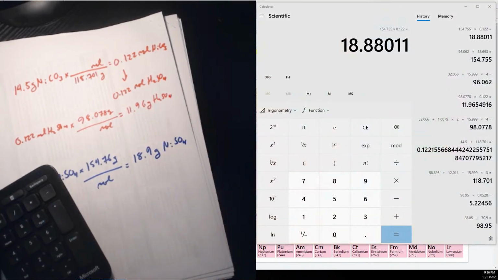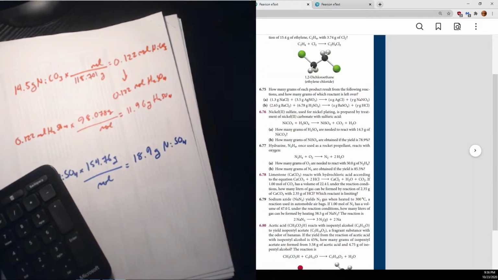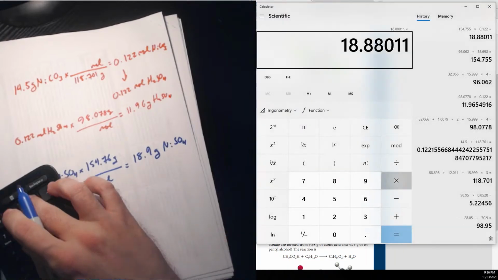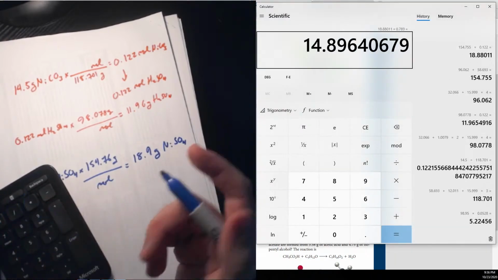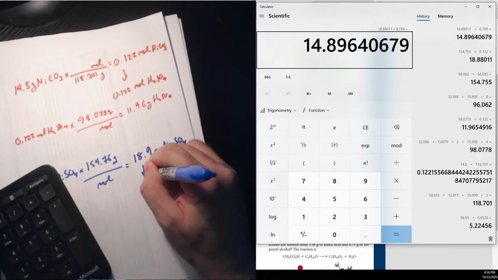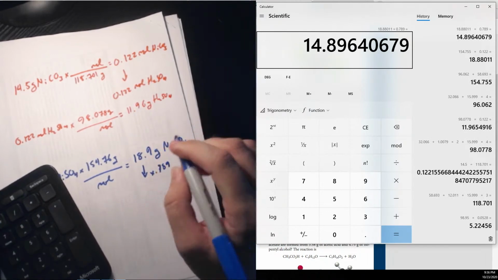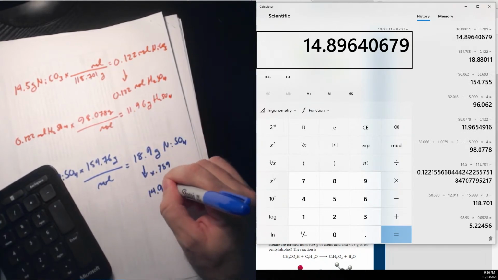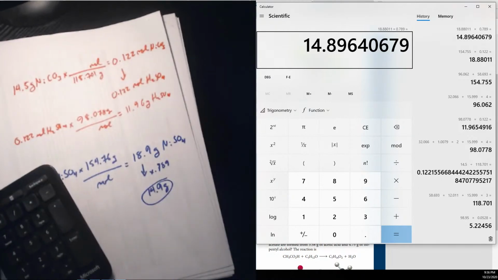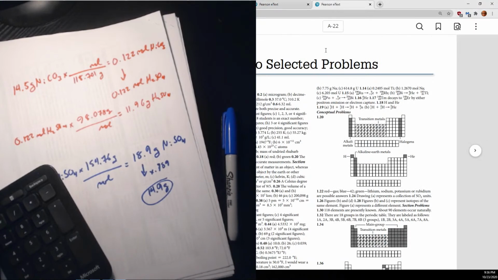But our yield is only going to be 78.9% of that. So times 0.789. 14.9 grams. Let's see if I made any stupid mistakes in there.